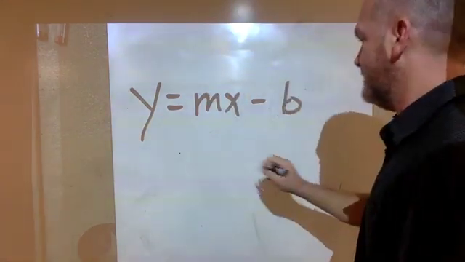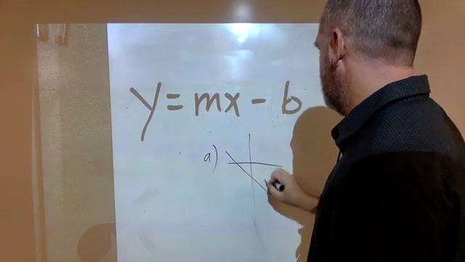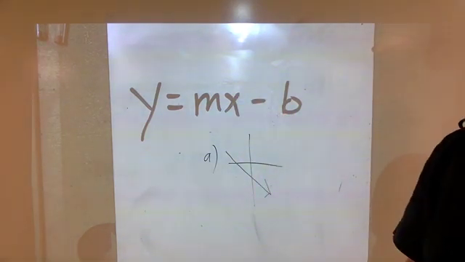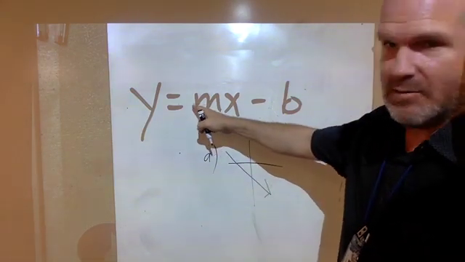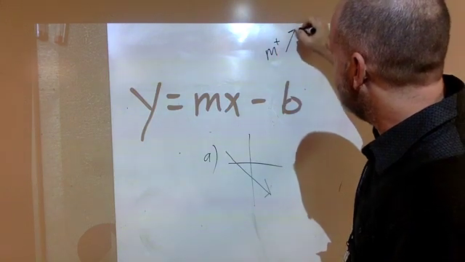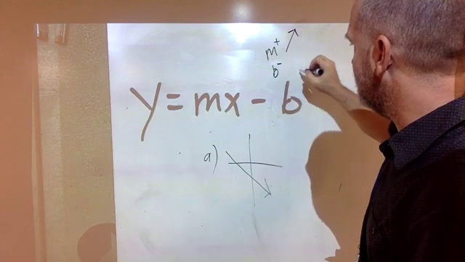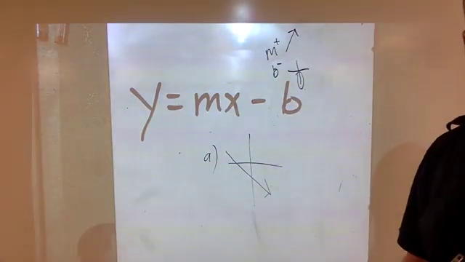So let's say you have a choice A that looks like this. Could that possibly match this? The answer is an emphatic no. Because look at your m. Your m is positive. M is positive. That means your line's going up. B is negative. B is negative. That means it's crossing somewhere down here below the x-axis.